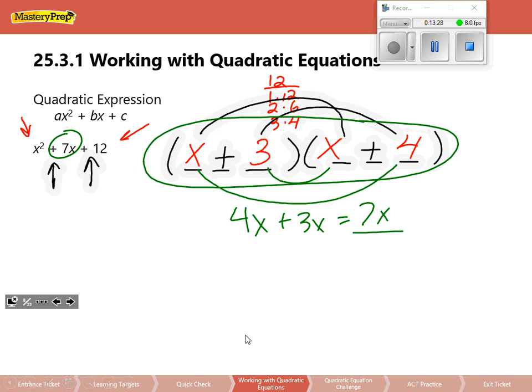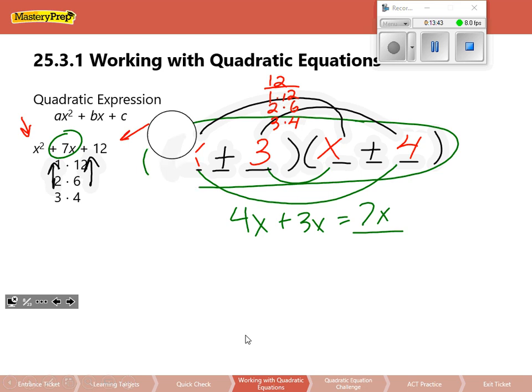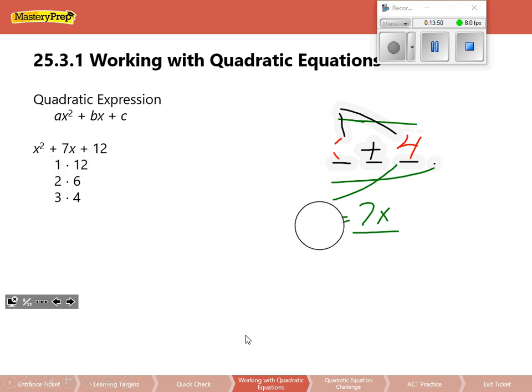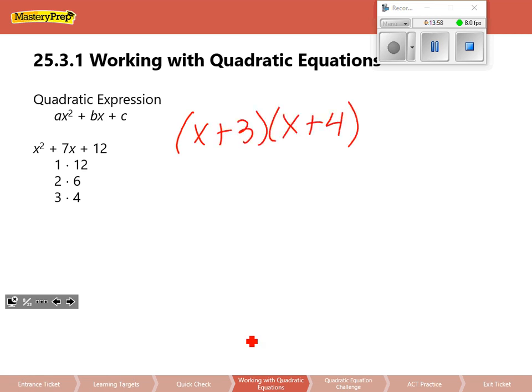Now, the way that most look at it is that we would find all the factors of 12 and then work our way there. Now, the one right below it is asking us to expand the polynomial. I'm going to rewrite it back out. X plus 3 times x plus 4.